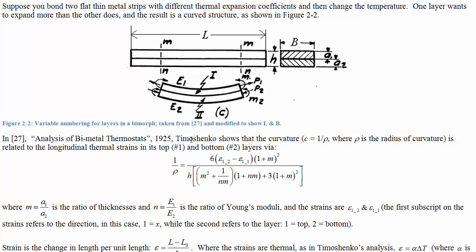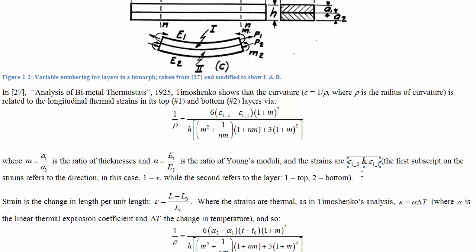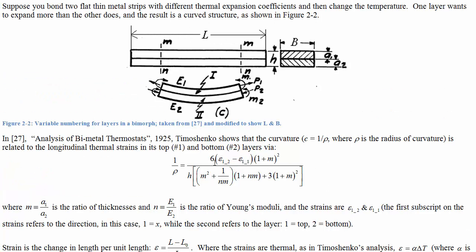One way to calculate this is with the 1925 Timoshenko formula, presented here, where m is the ratio of the thicknesses, top layer thickness divided by bottom layer thickness, and n is their ratio of Young's moduli. Strains that would show up in the layers, if they were free, are epsilon in the one direction 2, and epsilon in the one direction 1. So this means the bottom strain minus the top strain, meaning that if the bottom was going to strain more than the top, you would have a positive radius of curvature, it would bend up. And if the top was going to strain more than the bottom, then this would be negative, meaning that it bends down.